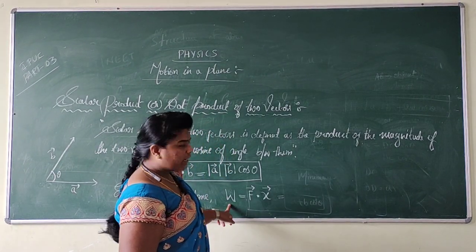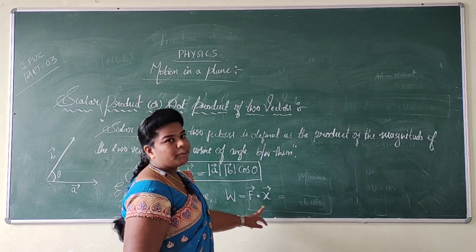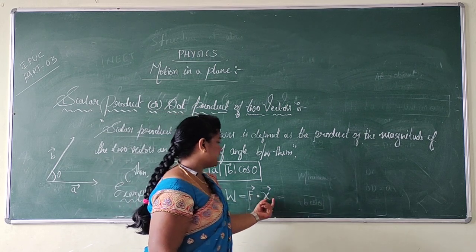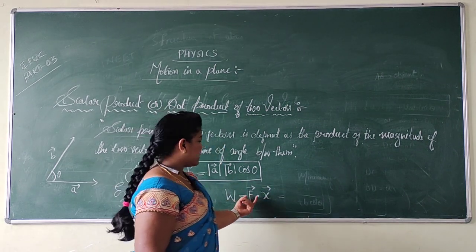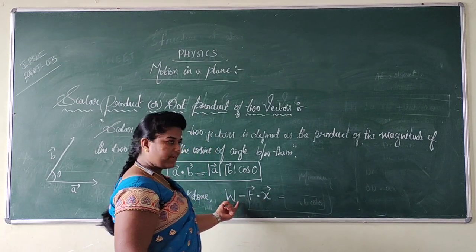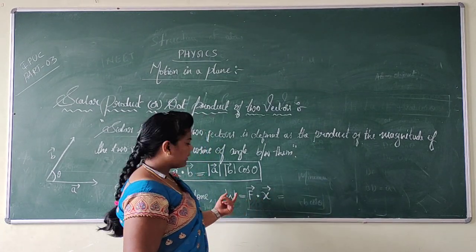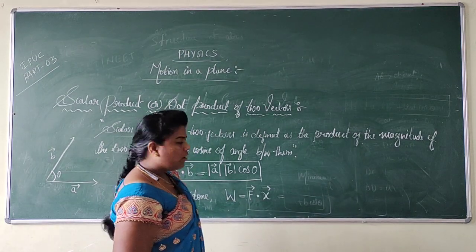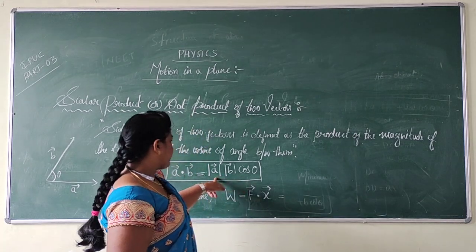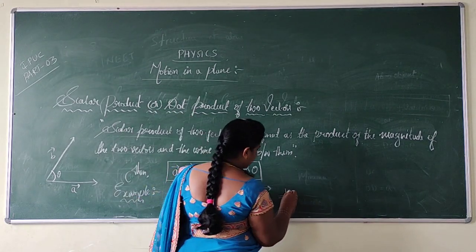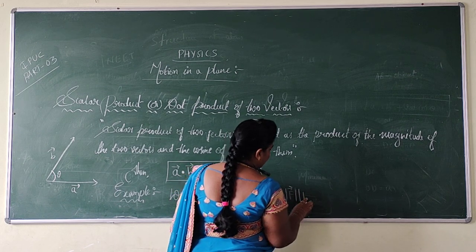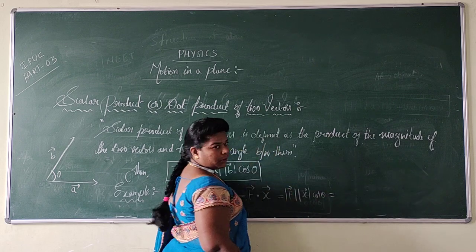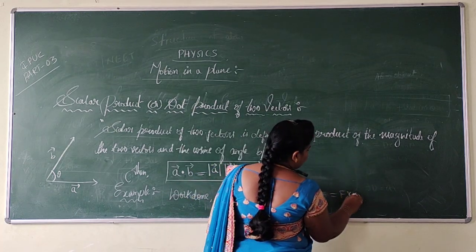Work done is a scalar quantity which is equal to the dot product of the two vectors, F and X. The vector is multiplied with the vector to get a scalar. Force is a vector, displacement is a vector, but we get work done as a scalar quantity. Now how to write this? We write the magnitude of vector F, magnitude of vector X, into cos theta. Otherwise you can simply write it as Fx cos theta.